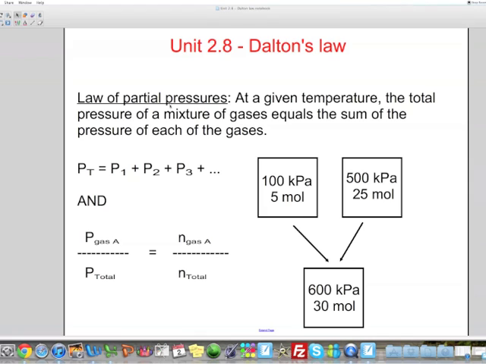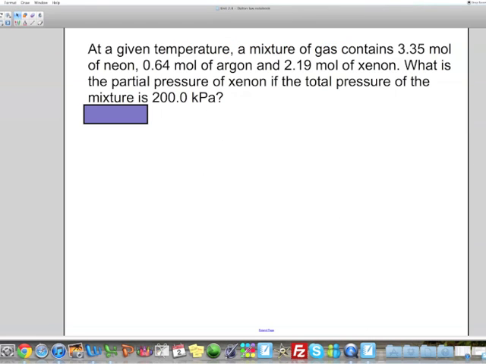So that's Dalton's law, right? At a given temperature, the total pressure of a mixture of gases equals the sum of pressure of each of the gases. Now let's look at a mathematical example. So we have here, at a given temperature, a mixture of gas contains 3.35 mole of neon, 0.64 mole of argon, 2.19 mole of xenon. What is the partial pressure of xenon if the total pressure of the mixture is 200 kilopascal?